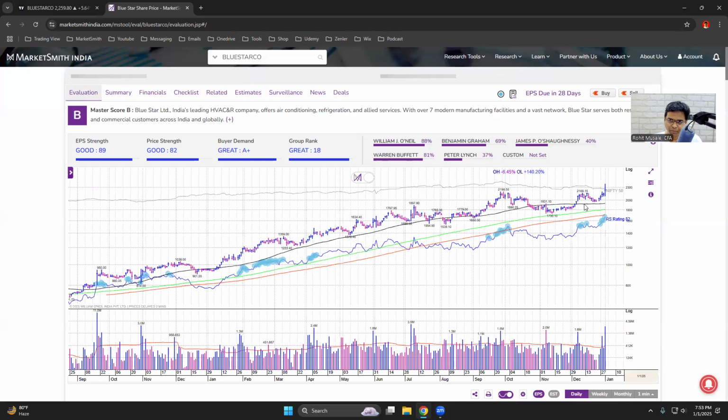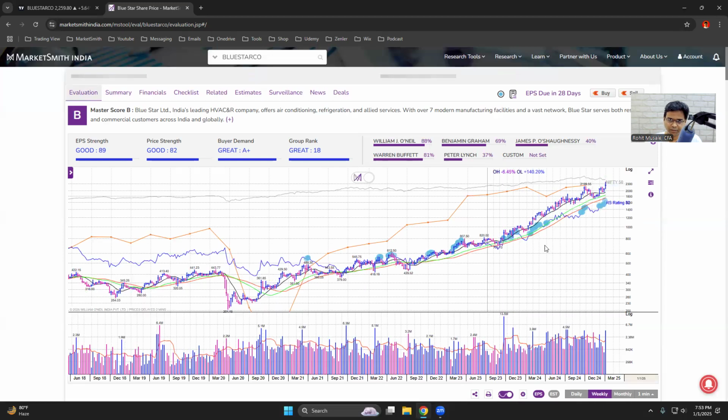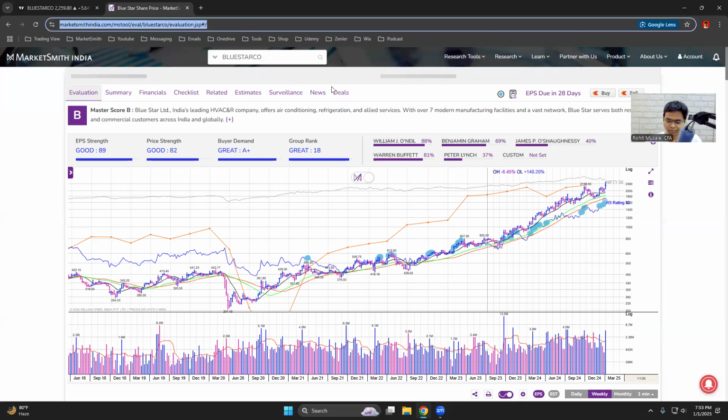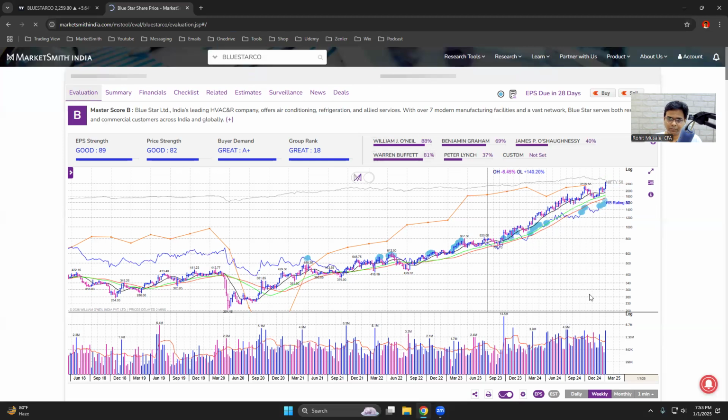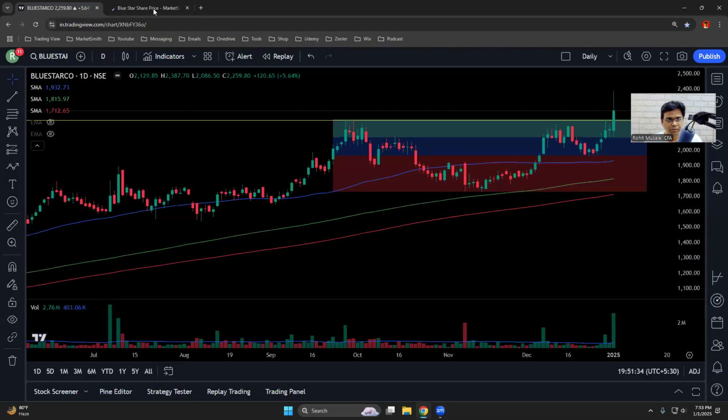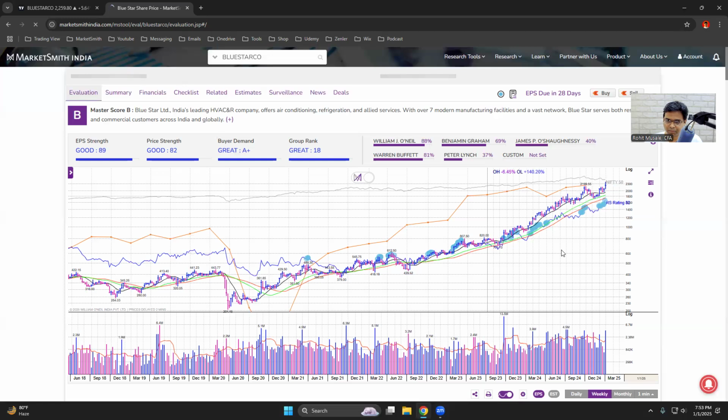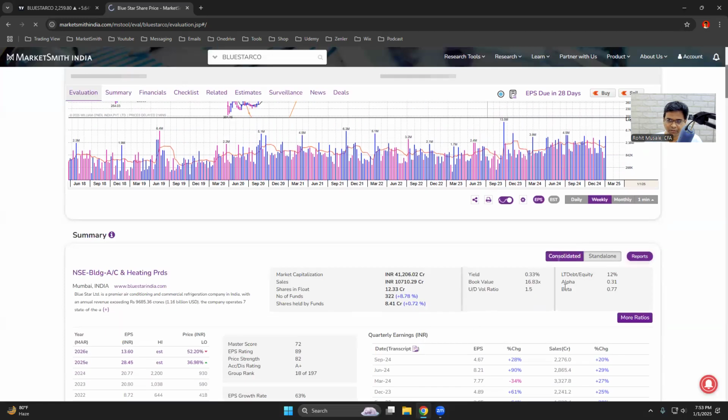And by the way, the beauty of Market Smith is that you don't have to do base counting. The base counting is already done for you. Let me refresh this. Thankfully, the base counting is already done for you, so you don't have to do these things again and again. What happened? Why is it not refreshing? Maybe my internet speed has slowed down. But anyways, let me stop this.